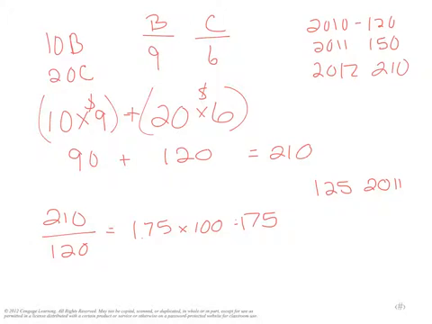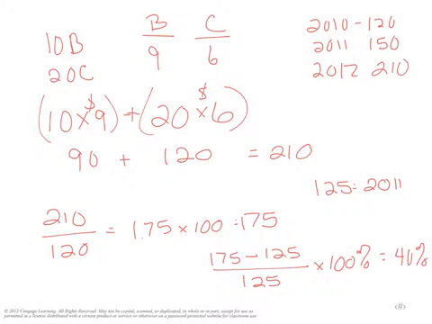So now I can calculate that percent change, and I can say, okay, this year 175 minus the previous year 125, over the previous year of 125, times 100%. When I do this on the calculator, 175 minus 125 gives me 50, and divide the 50 by 125, basically 0.4, so 40% was the inflation rate for 2011 to 2012.